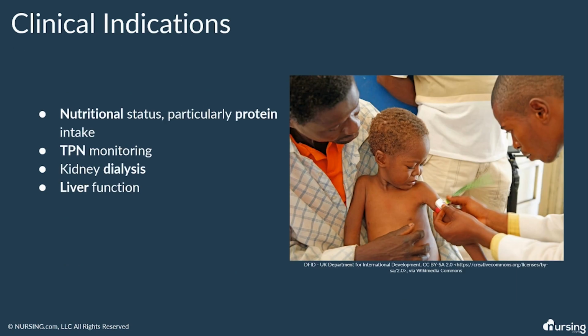Some clinical indications for why we would take this lab are to evaluate nutritional status. We need to know particularly what the protein intake looks like. It is also used to monitor when a patient is on TPN to make sure they're getting adequate nutrients, if a patient is on dialysis, and in the case of needing to evaluate liver function.